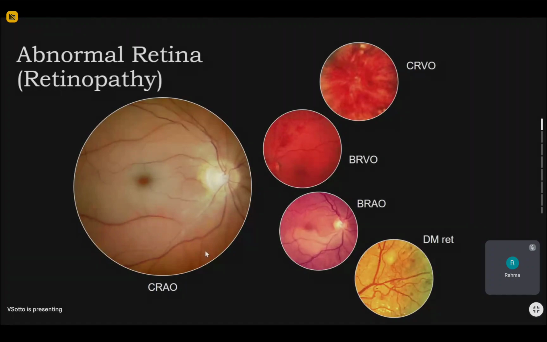Ideally or normally, the color would be orange, right? So in this picture, it's pale white with a central cherry red spot. So it's a central retinal artery occlusion.